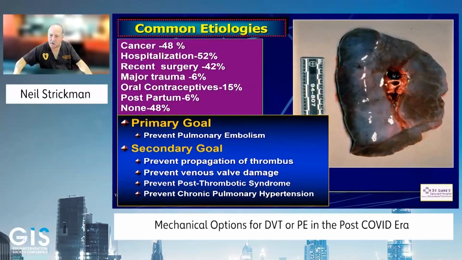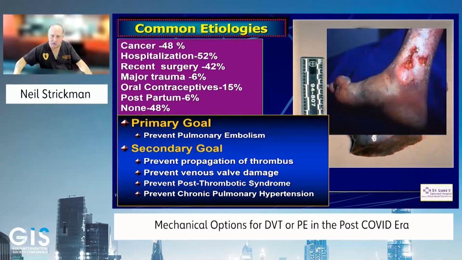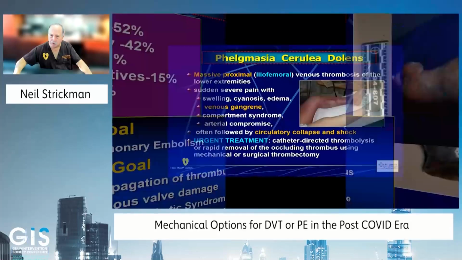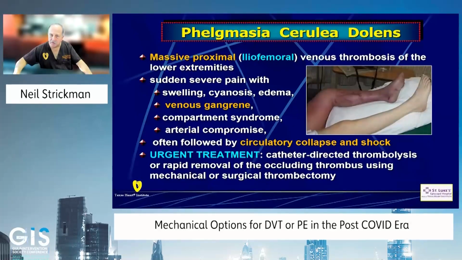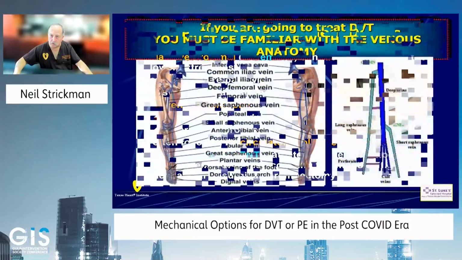The common etiologies for PE are cancer, hospitalization, and recent surgery, with other disorders as well. The primary goal is to prevent pulmonary embolism. I'd be remiss if I didn't mention phlegmasia cerulea dolens, which is massive proximal iliofemoral venous thrombosis of the lower extremity, as seen here in the left leg. This is a medical and or surgical emergency.